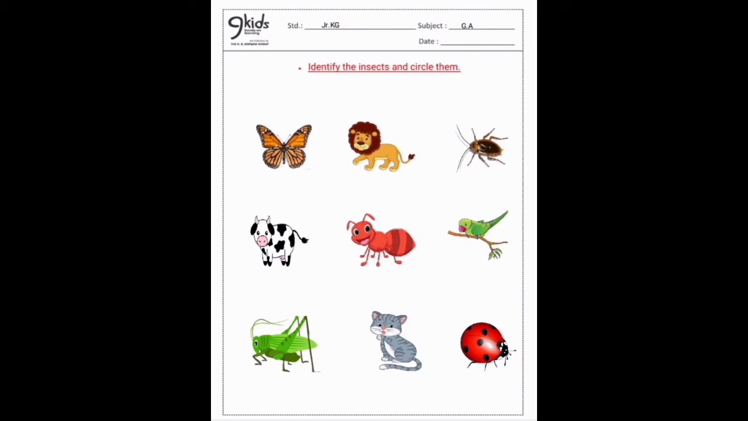And now, let us see the last picture. This is a ladybug. Ladybug is an insect. So, we will circle the ladybug.